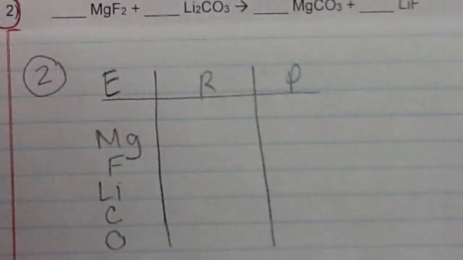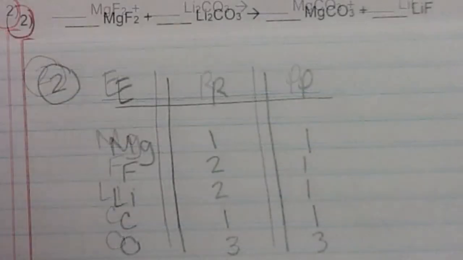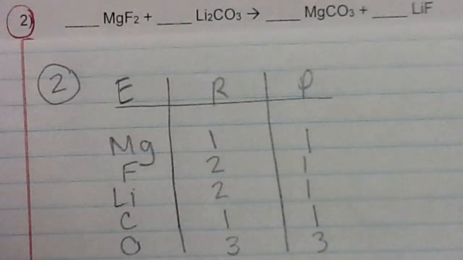Starting with number 2. Your elements in the equation for number 2 are magnesium, fluorine, lithium, carbon, and oxygen. Make a list of each number of atoms on each side of the equation. You have 1 reactant magnesium, 2 reactant fluorine, 2 reactant lithium, 1 reactant carbon, and 3 reactant oxygen. You have 1 product magnesium, 1 product fluorine, 1 product lithium, 1 product carbon, and 3 product oxygen.